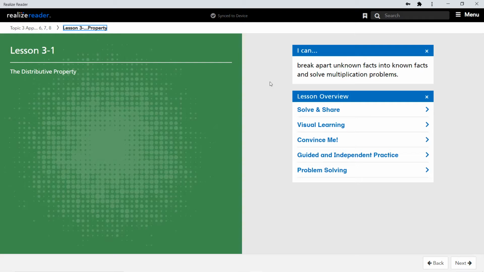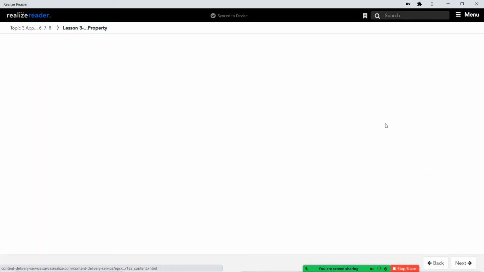Today we're going to start working on lesson 3-1 about the distributive property of multiplication. Now, the distributive property says that you can distribute or break apart or pass out the parts of a number of a multiplication fact into the sum of two smaller multiplication facts. I'm going to show you what that looks like, and we're going to do some examples together.